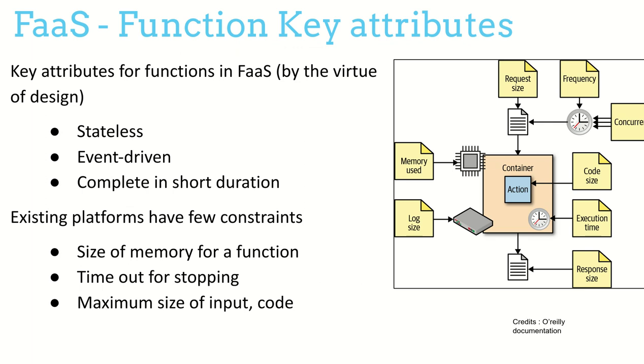So FaaS offers certain key attributes for functions. The function should be stateless, which means between executions it cannot save state. An external database is usually used to save such states. It is event driven, which is usually invoked by an HTTP request or completion of one function or something like that. It should complete in short duration. There are certain limits on how long a function can execute, and existing platforms have certain constraints for these functions as well, such as limitations on the size of memory a function can have, timeout for stopping, maximum size of input, and the code itself.